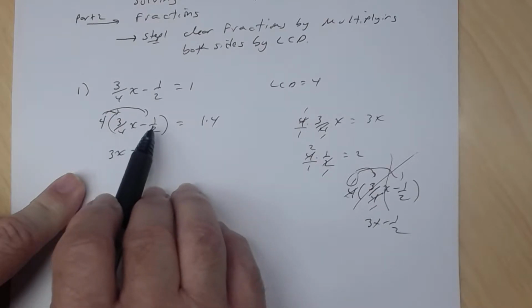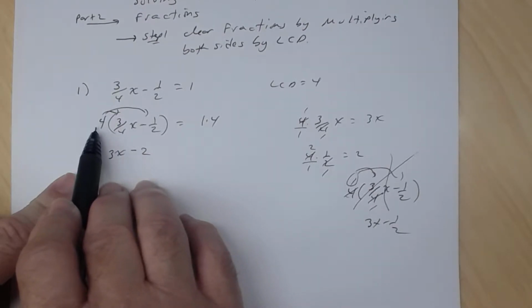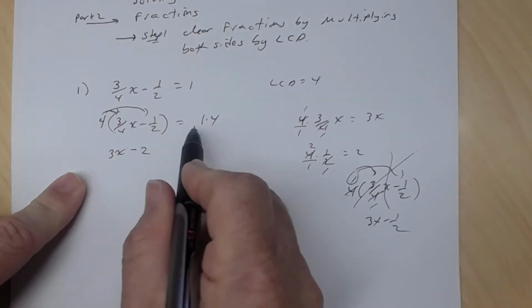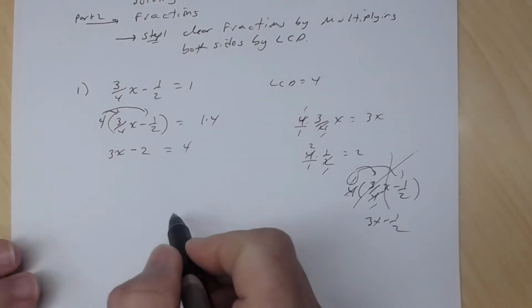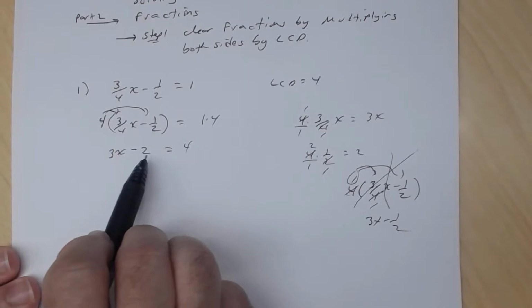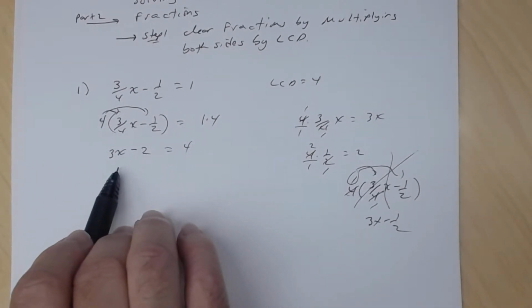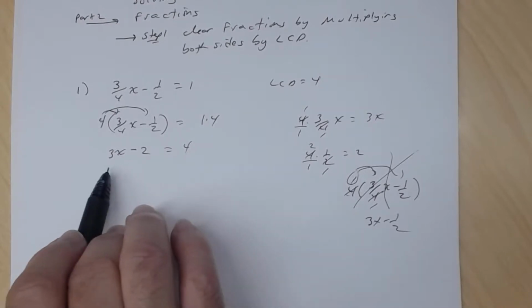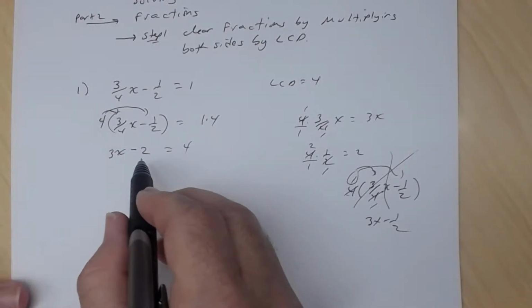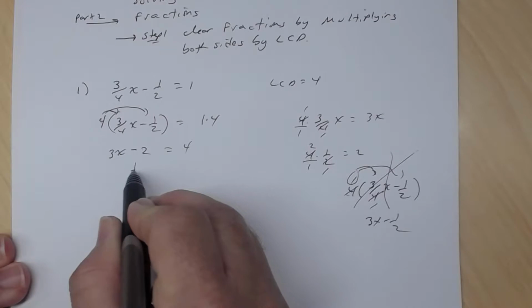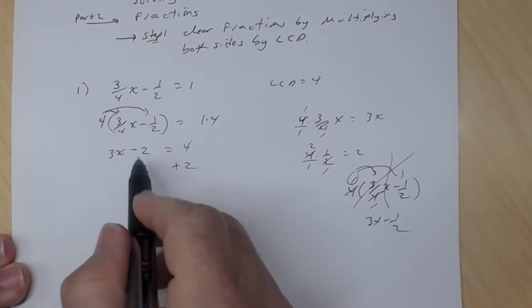So everything inside the parentheses, every term has to be multiplied by 4. 1 times 4 is 4. Now notice I have a linear equation that does not have any fractions in it and no parentheses, so now I'm going to use the addition property of equality. I'm going to add 2 to both sides, and then I can combine like terms.